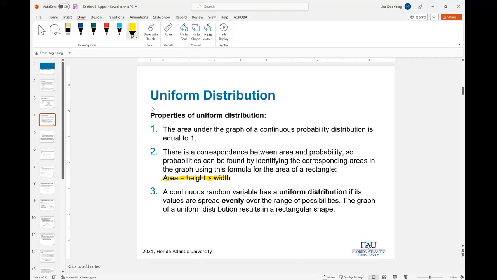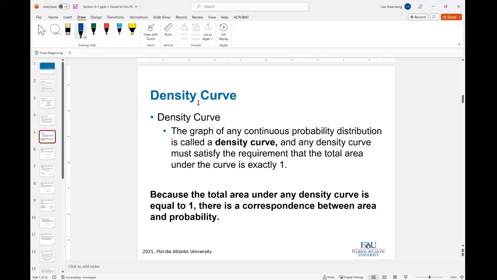A continuous random variable has a uniform distribution if its values are spread evenly over the entire range of possibilities. The graph of a uniform distribution results in a rectangular shape. All right, density curve. The graph of any continuous probability distribution is called a density curve, and any density curve must satisfy the requirement that the total area under the curve is exactly 1.